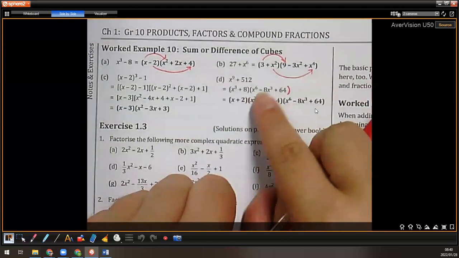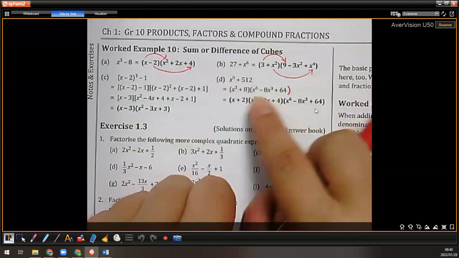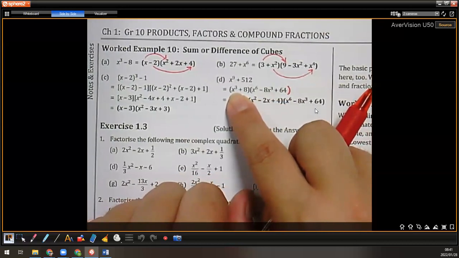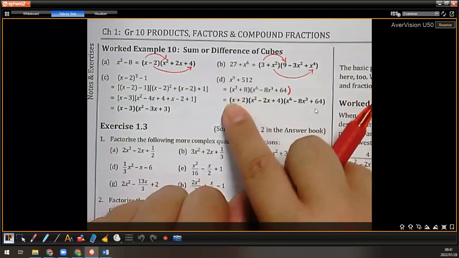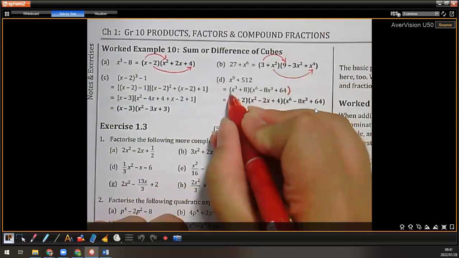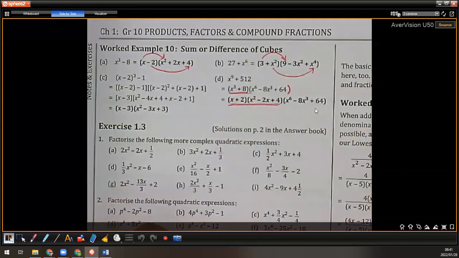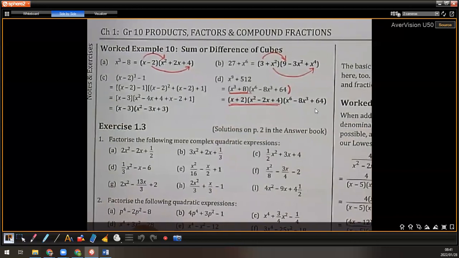Now when you've done that, this trinomial can't be factorized, but this again is a sum of 2 cubes, right? So that you can factorize again. So that's something to look out for, guys. Whether you can actually factorize the first binomial again.